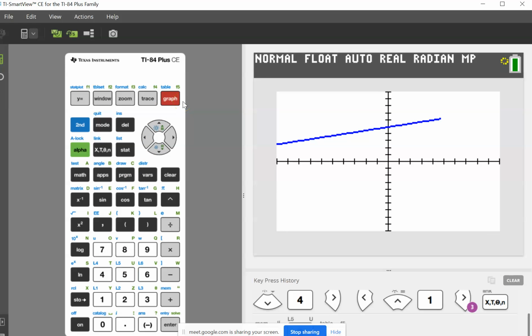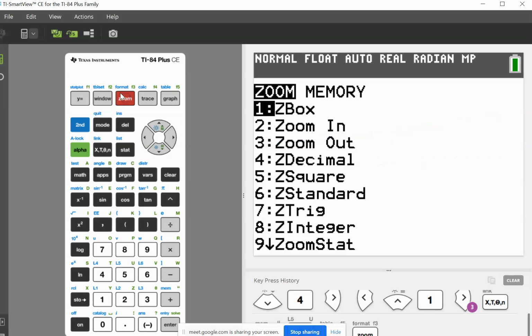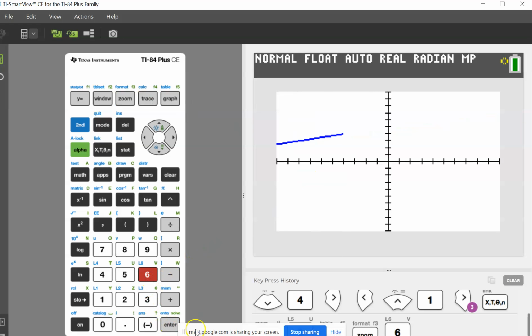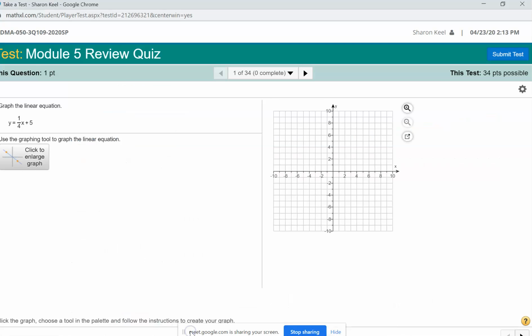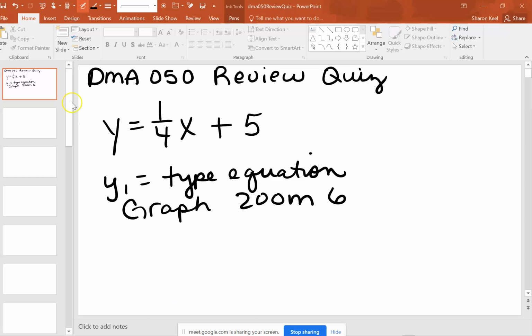Just in case you have maneuvered around on your calculator some other place, zoom, and number 6 takes you to the standard view to be sure you're right there at the beginning. So as we graph this, we need to have 2 points. The way to get your points, my recommendation is if you will then press the buttons second and table.